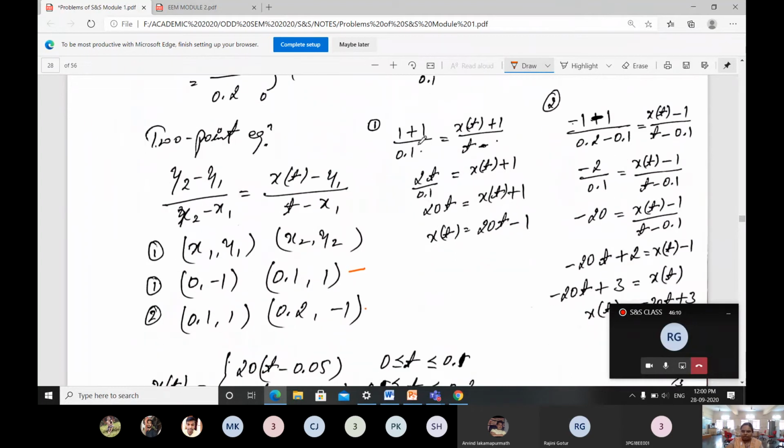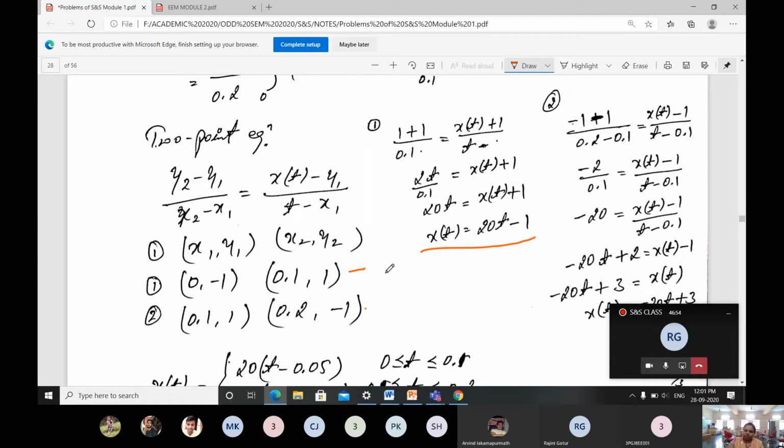Substitute here. I wrote the solution here, that is we will get y2 minus y1, y2 is 1 minus of minus 1. For that reason 1 plus 1 you will get, that is going to be equal to x of t, y minus y1 we have to take. y is nothing but our x of t. For that reason y1 is minus 1, plus 1. So here x2 is 0.1, x1 is 0, for that reason 0.1, x minus x1 will be t. Like this you substitute, and after solving you will get x of t equals 20t minus 1.